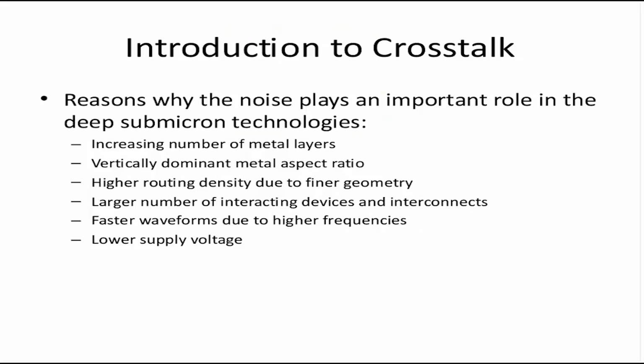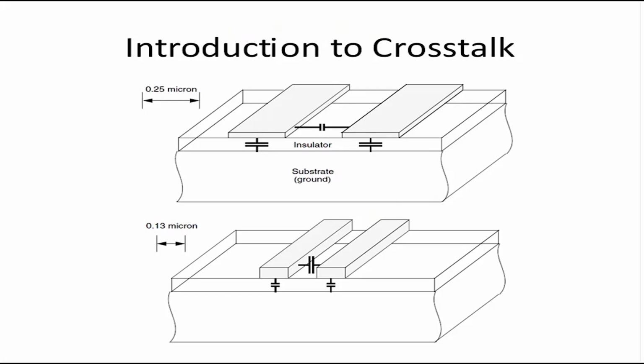Noise is something which is caused by crosstalk. The reason why noise plays an important role in deep submicron is, okay, look at this figure first. In earlier technologies, the metal layers were further apart, and since the packing density was less, the number of metal layers has been increasing a bit. So now the metal layers are packed closer and closer together. If you compare two technologies, 0.25 and 0.13, we see that in 0.13 the metal layers are nearer as compared to 0.25.